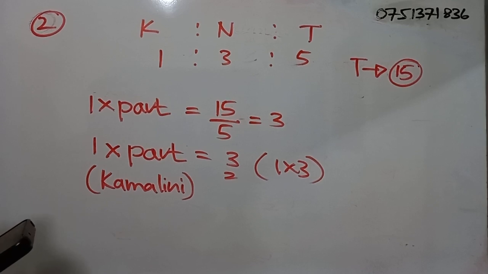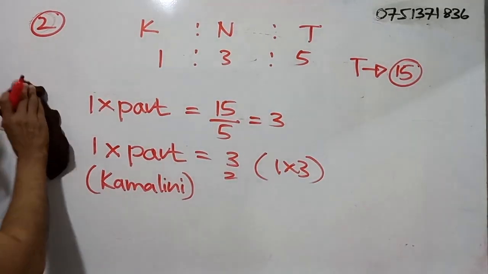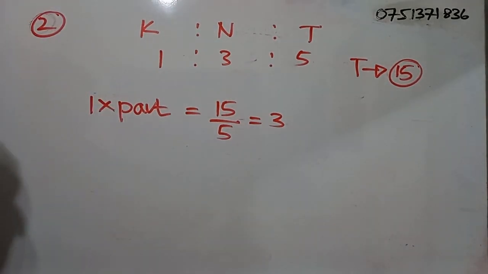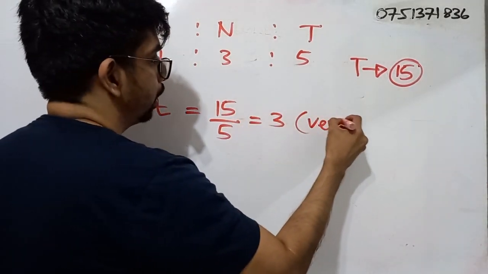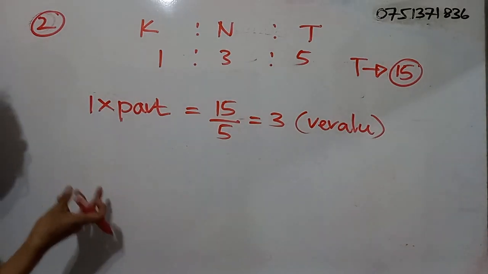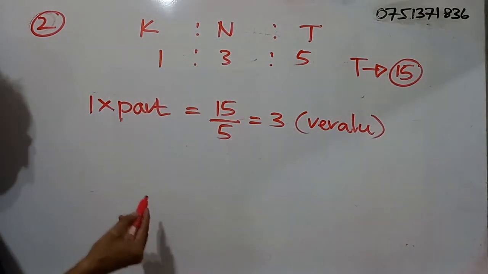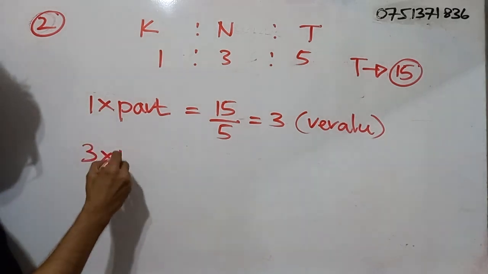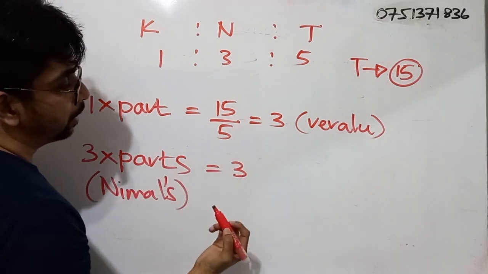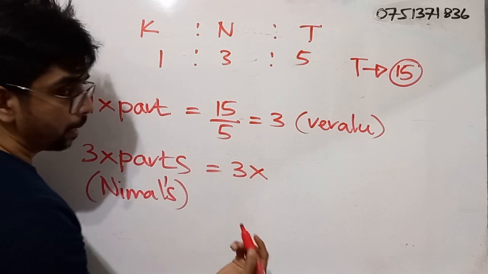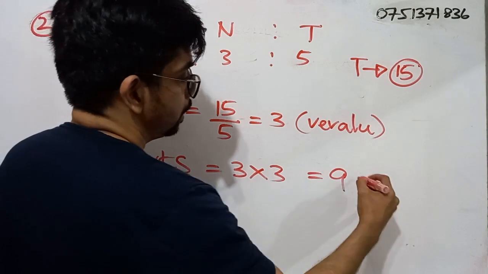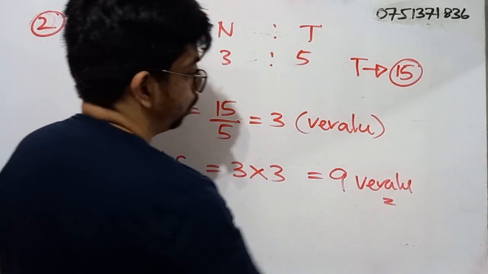Find also the number of Veralu Nimal received. Okay. So we know the value of 1 part. So these are Veralu. So how many equal parts does Nimal receive? 3, right? So value of 3 parts. That means value of 1 part multiplied by number of parts, which is 3. 3 into 3, that is 9. These are 9 Veralu, olives.